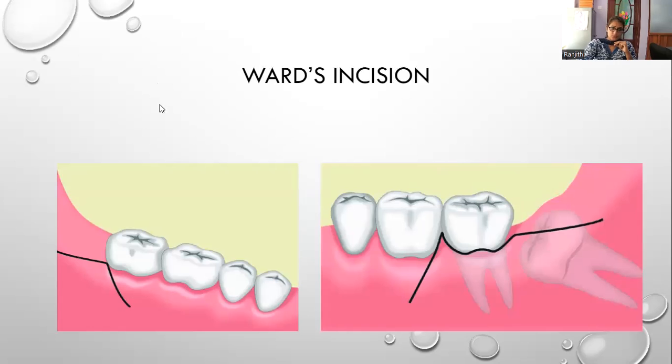You have the Wards incision, which is a three-limb flap that usually starts from the distal end of the second molar. You have a releasing incision, a clavicular incision, and then a distal incision. Then you have the modified Wards incision, where you have an incision from the distal surface of the first molar.